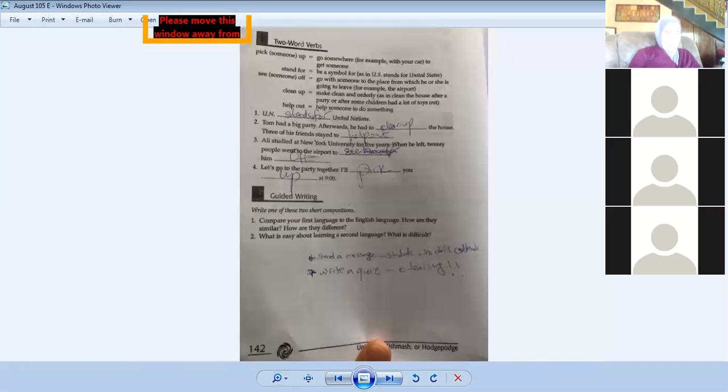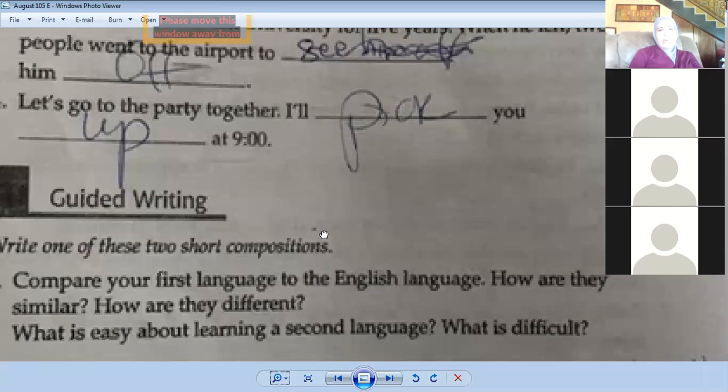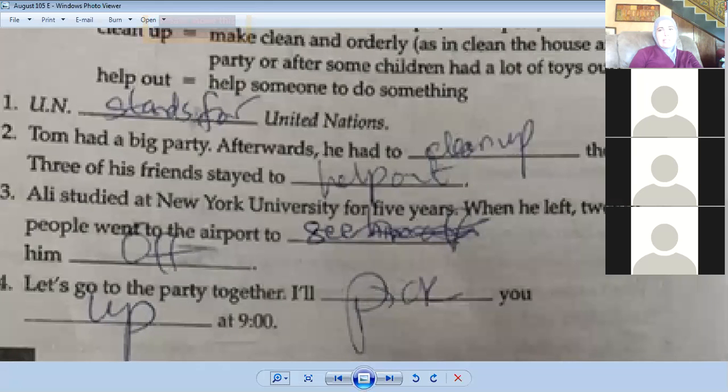Now, let's see where we are now. We are on the last page, right? Aren't we? Two-word verbs. This is the last page that we should discuss for today. And we have only one exercise here, all right?